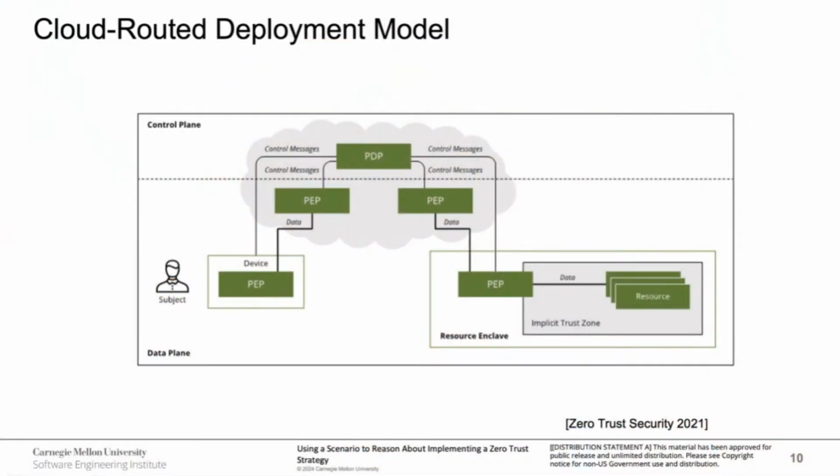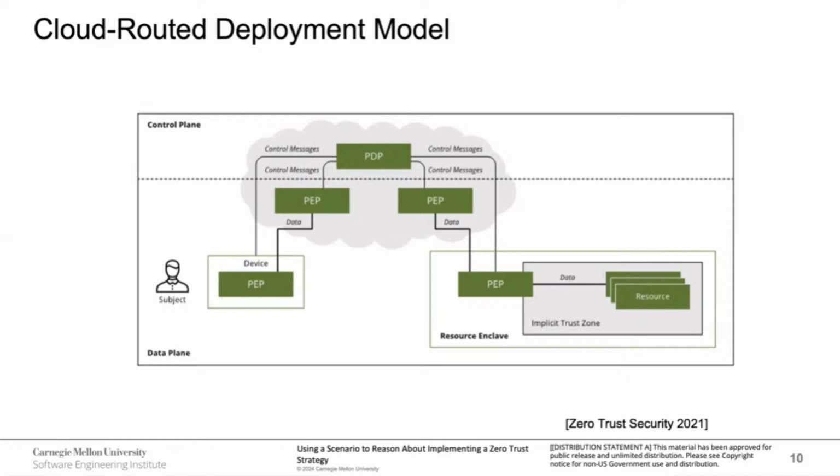Thank you. Rhonda, would you talk about the cloud routed deployment model, please? Sure. The cloud routed deployment model has an on-premise policy enforcement point that you see in front of the implicit trust zone. It serves the same purpose as in the enclave-based model, but it doesn't have an ingress point into this network. So it serves as a connector. And instead, the ingress point is accomplished by the PEPs running on the cloud.